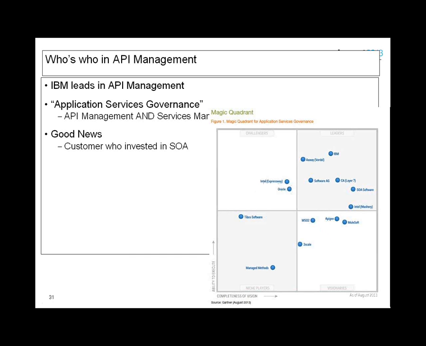apart from that, what Gartner did was they coined a new term that's basically called application services governance. This is the convergence of API management and services management. When you say services management, I'm talking about SOA registries, and this is really brand new, right? So this is where Gartner is making definitions, and organizations are actually looking at application services governance in the offerings that they provide.